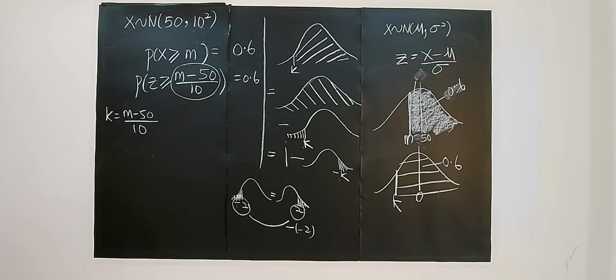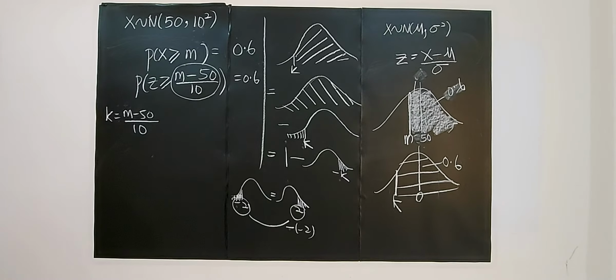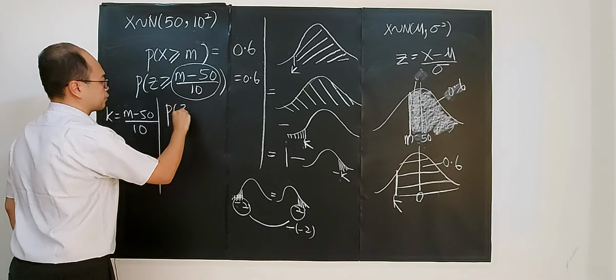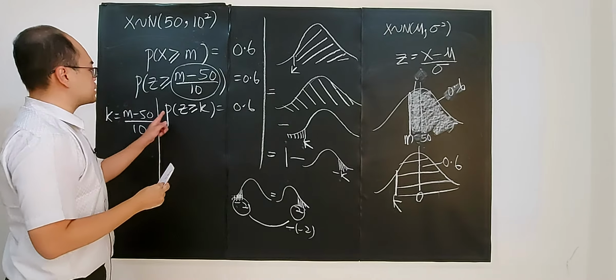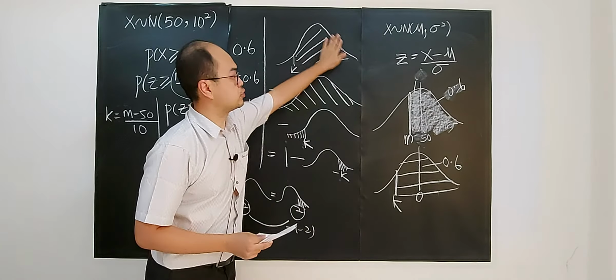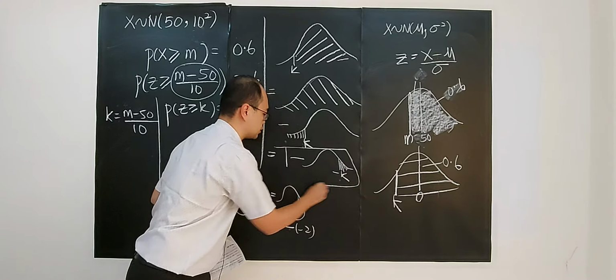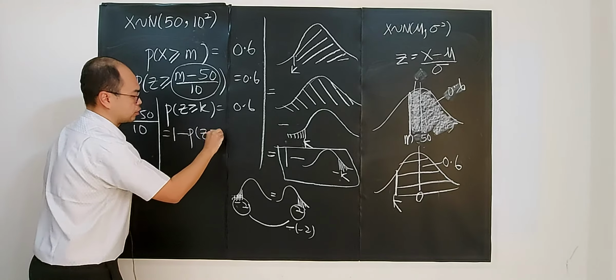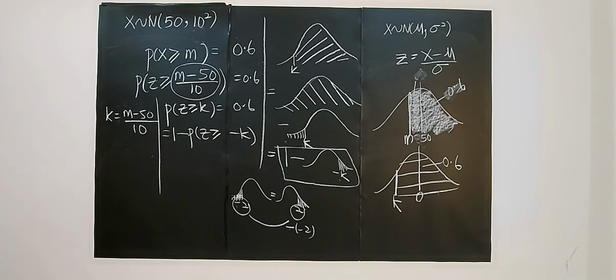So now I can rewrite this whole thing: P(Z greater or equal k) is 0.6, right? P(Z greater or equal k) is this distribution. As I just explained, you can change it to this distribution, which equals 1 minus P(Z greater or equal negative k). Okay, now I'm going to show you how to find the value of k.